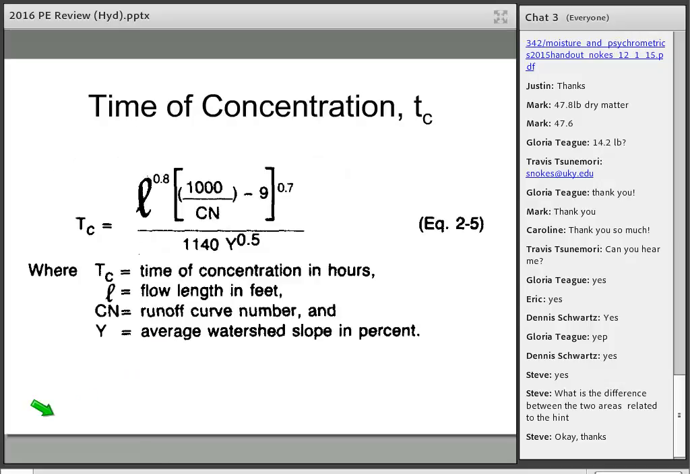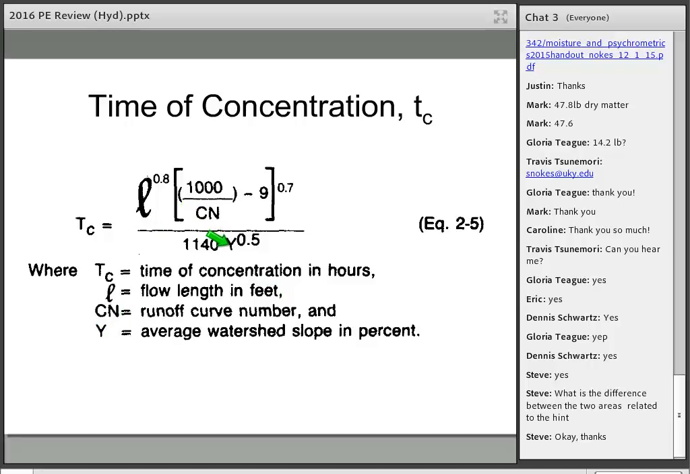Okay. Now, time of concentration is also a nice fitted equation if you need it as such, as a function of curve number. Now, when you see an equation like this, you always have to wonder, what are the units and how did I get it? Well, time of concentration in this particular one is in hours. Okay? Flow length is in feet. Curve number is dimensionless. Y is the slope in percent.